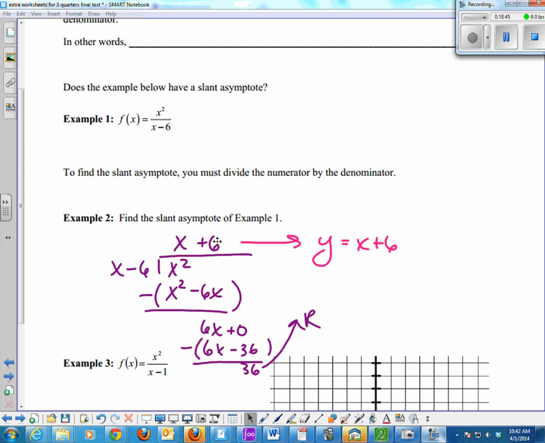So back to the top, what times x is 6x? That's where I get my 6. So this has to be 6x. And then 6 times -6 would be minus 36. Remember, we're subtracting this line, so I put negative and then parentheses. 6x minus 6x is 0x. 0 minus -36 is positive 36. This is your remainder. It doesn't matter anyway. So up here, we get the slant asymptote. So that's going to be a linear equation, y equals x plus 6.